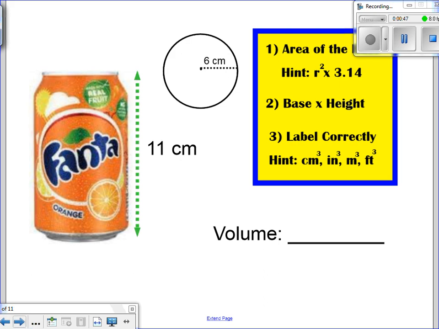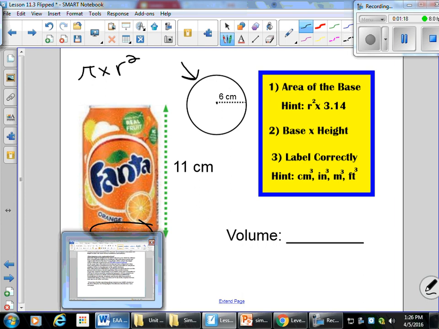Here's our first problem. I want to find the volume of that can. Take a look at the numbers here. They're not going to be completely accurate, but we're going to do our best. First of all, we have to find the area of the base, and I have that drawn right here. To find the area of the base, we're going to do pi times radius squared. My radius is 6, right? So pi times radius squared.